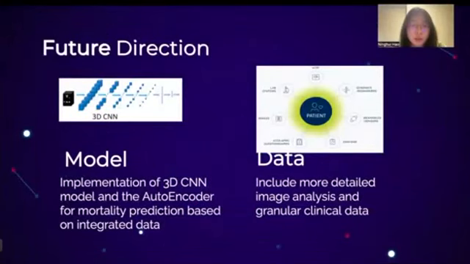In the future, we could implement a 3D CNN model and also try an autoencoder to learn both images and clinical features. For data aspects, including more detailed image analysis and more granular clinical data might improve the accuracy of our predictions.